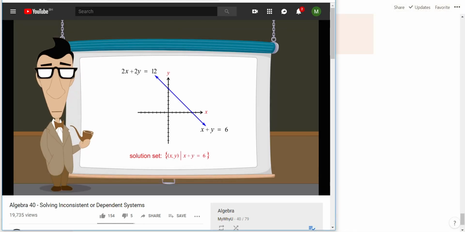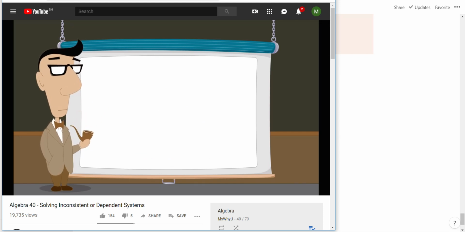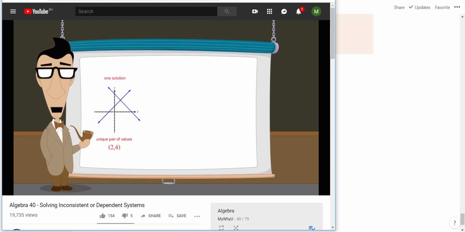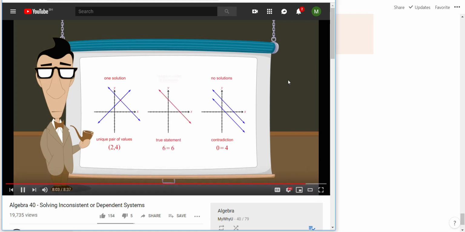In this lecture, we have seen how to interpret the results we get when solving a system of two linear equations in two variables. If solving the system produces a unique pair of values for x and y, we know that the system has one unique solution. If solving the system produces a contradiction, the system has no solutions. And if solving the system produces a statement which is always true, the system has an infinite number of solutions.